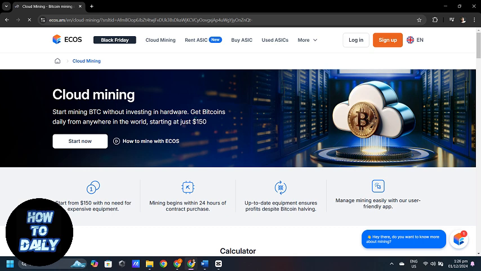First, log into your Bitcoin cloud mining account. Navigate to the withdrawal section and enter your cryptocurrency wallet address, such as Coinbase or Binance Wallet. Confirm the transaction to transfer your Bitcoin to the wallet.